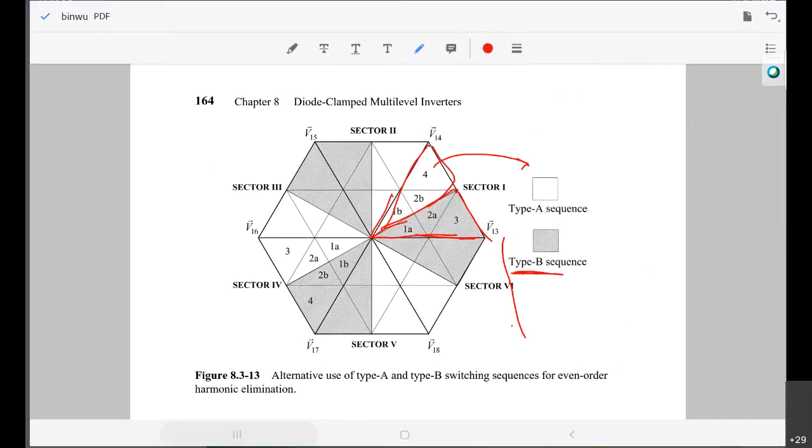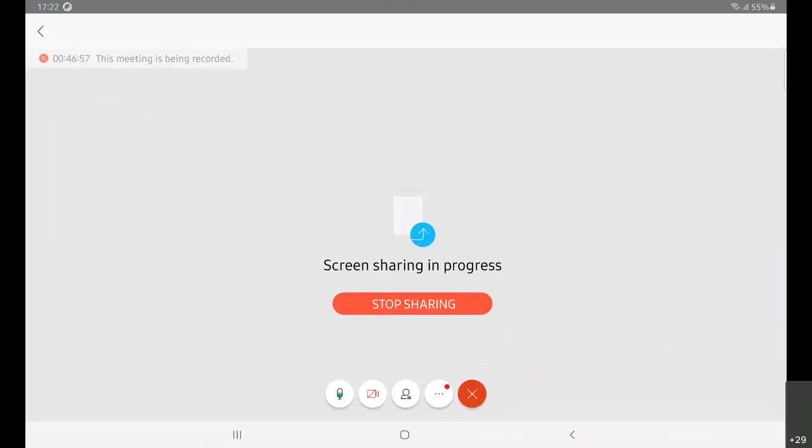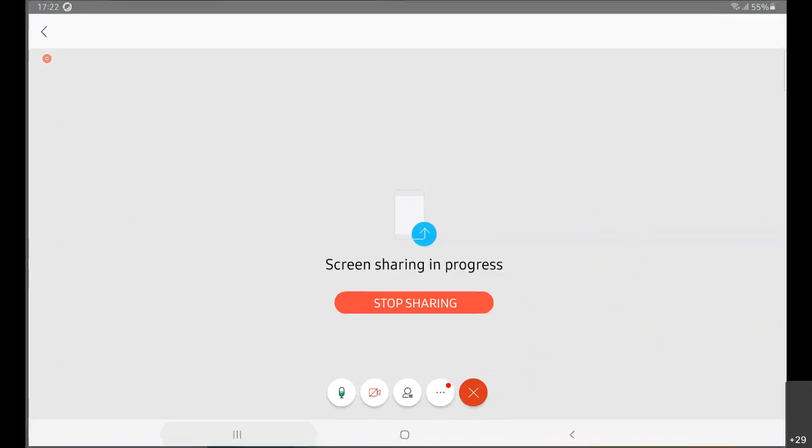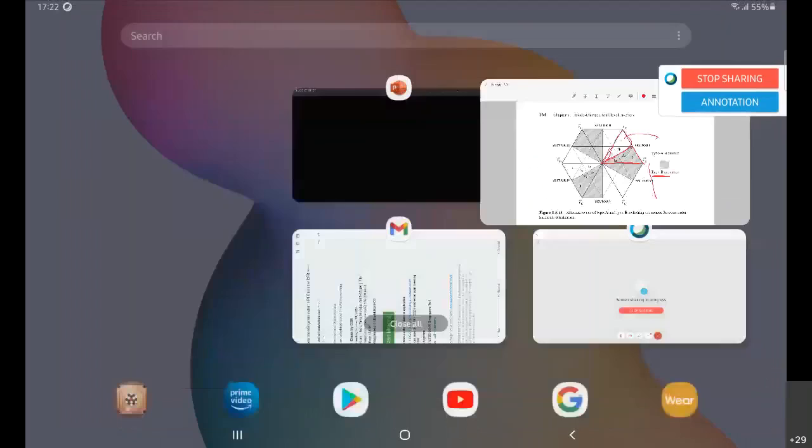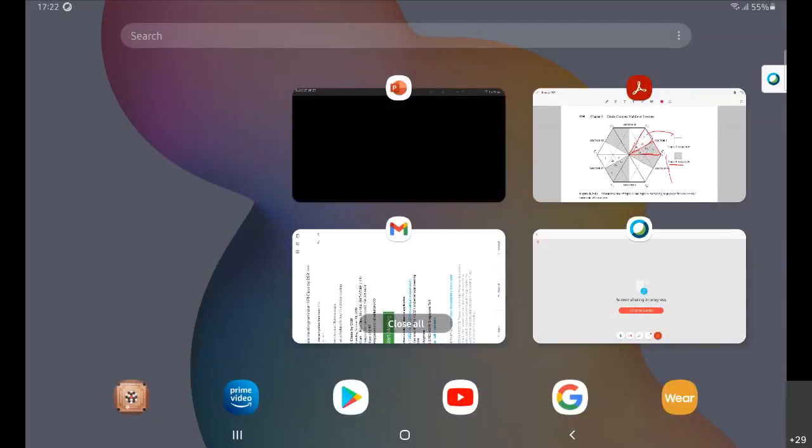Sir, actually, when we are changing from sector to sector or region to region, extra switching is taking place. Because of that extra switching, even harmonics should not be there. But again, we are doing extra switching to reduce that.